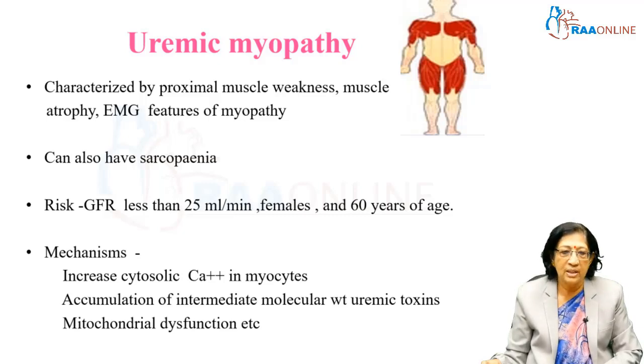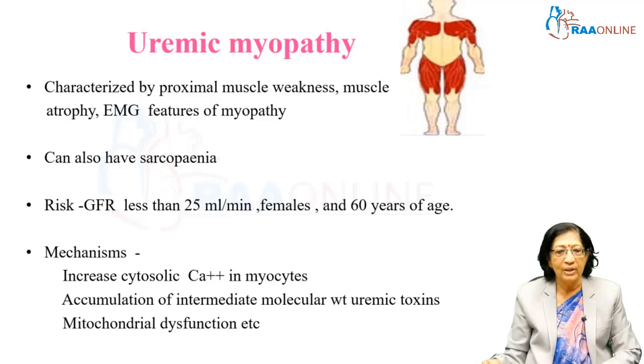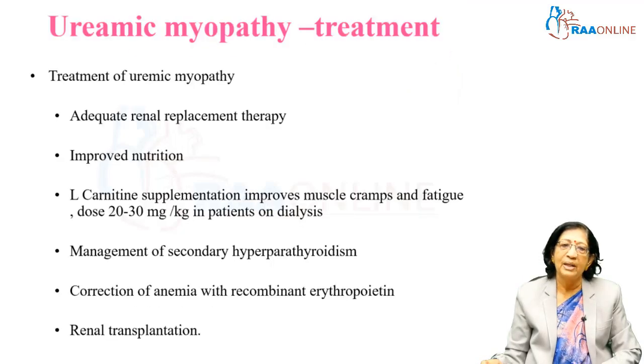What is the cause for this? It's because of the increased cytosolic calcium in the myocytes. There's accumulation of intermediate molecular weight uremic toxins and mitochondrial dysfunction. Treatment will be adequate renal replacement therapy, improve the nutrition, can give L-carnitine supplementation, which also can improve the muscle cramps and fatigue, which can be present in uremic myopathy.